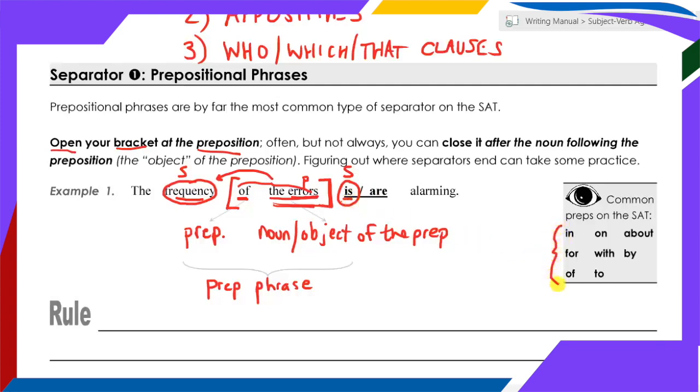Over here you do have most of the more common prepositions you'll see on the SAT. Whenever you see any of these words, those words would be a sign that you should start your bracketed material. Where your bracket ends, that'll take some practice. We'll talk a little bit more about that in a moment.